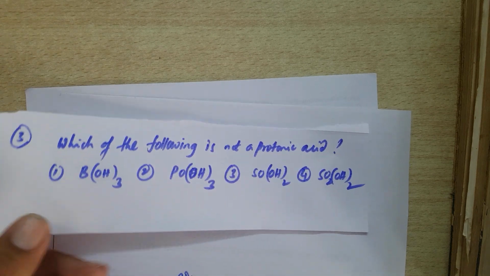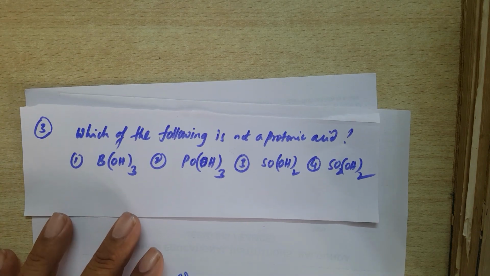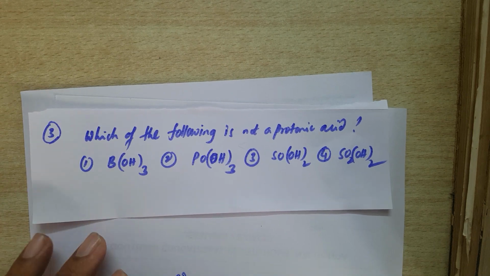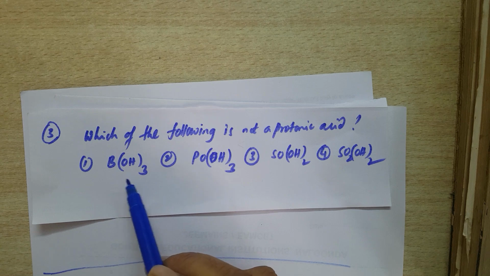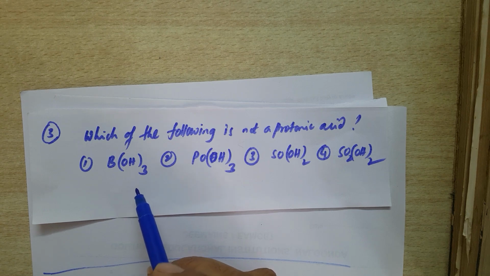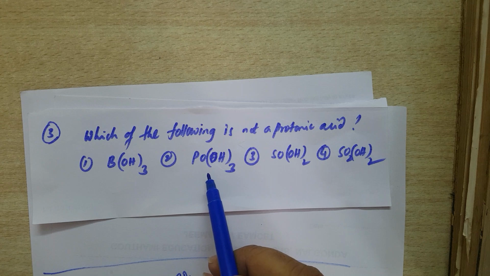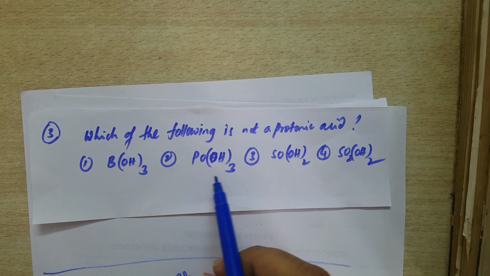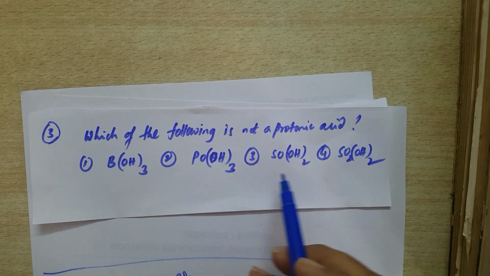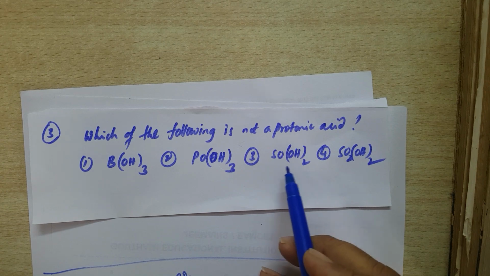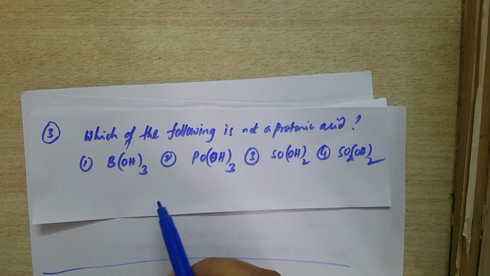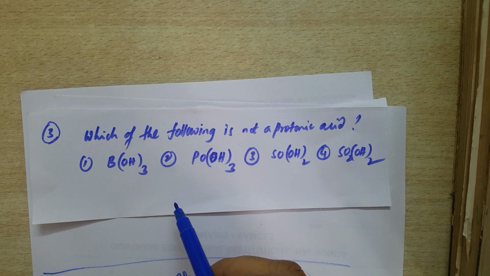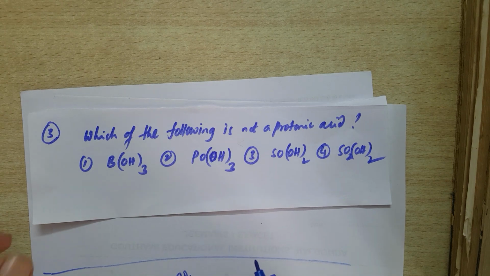Now this bit is: which of the following is not a protonic acid? In class also we discussed it. This is B(OH) taken thrice, which means it is boric acid. This is H3PO3, H3PO4 phosphoric acid, this is H2SO3 sulfurous acid, and this is H2SO4 sulfuric acid. Among these acids, you can estimate which one is not a protonic acid.